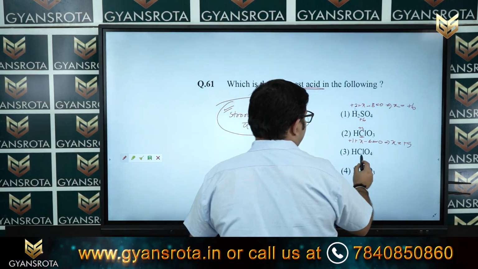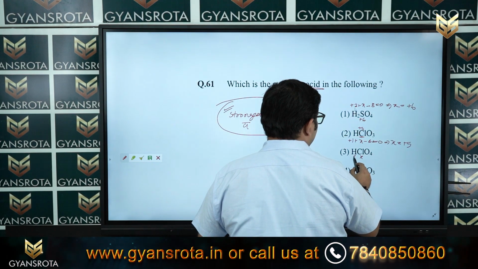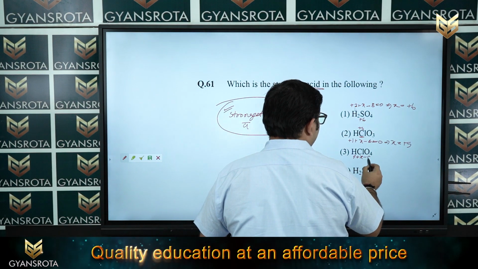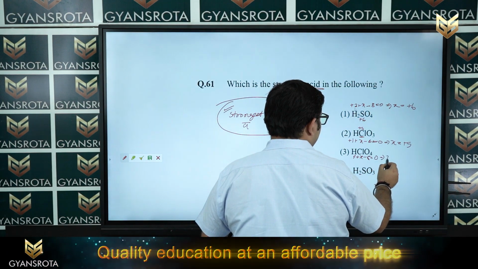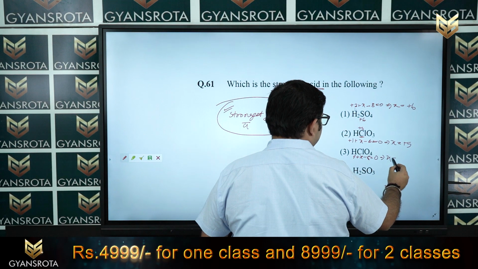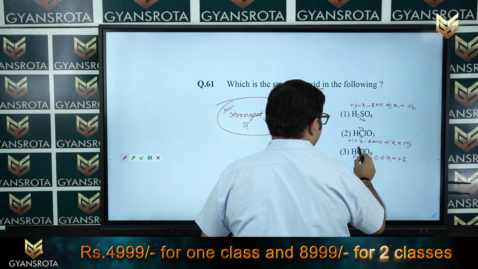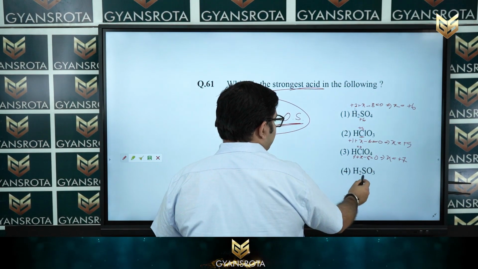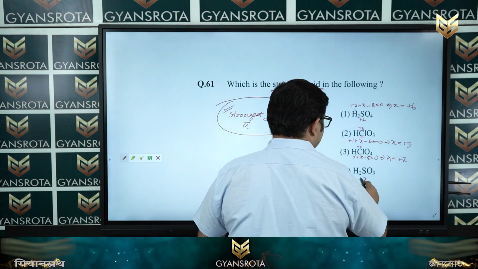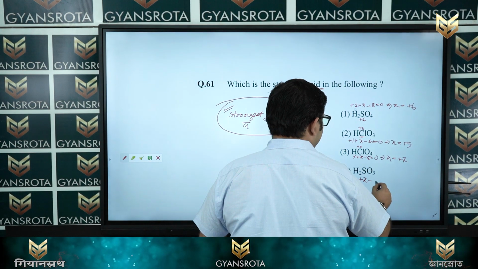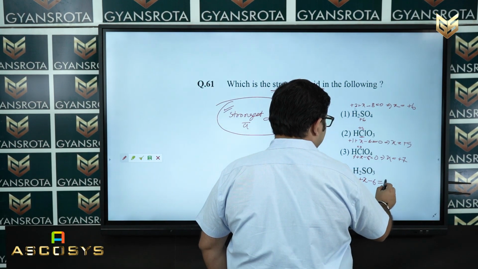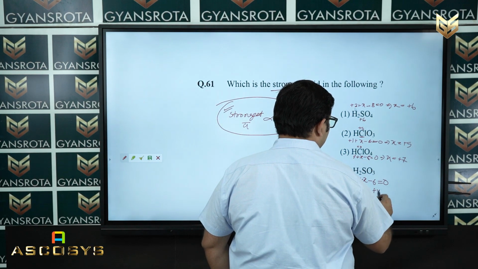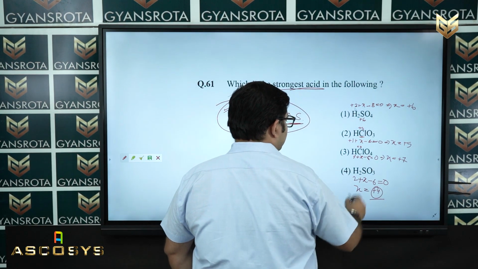Now, for this one again I am putting x here: 1 plus x plus 4 into minus 2, that is minus 8, equal to 0. Here also x ends up with plus 7. So, here chlorine has the plus 7 oxidation state. Now, for this one again it will be S: plus 2 plus x minus 3 into 2, that is minus 6, equal to 0. Here x will end up with plus 4. Okay. So, here it will be plus 4.